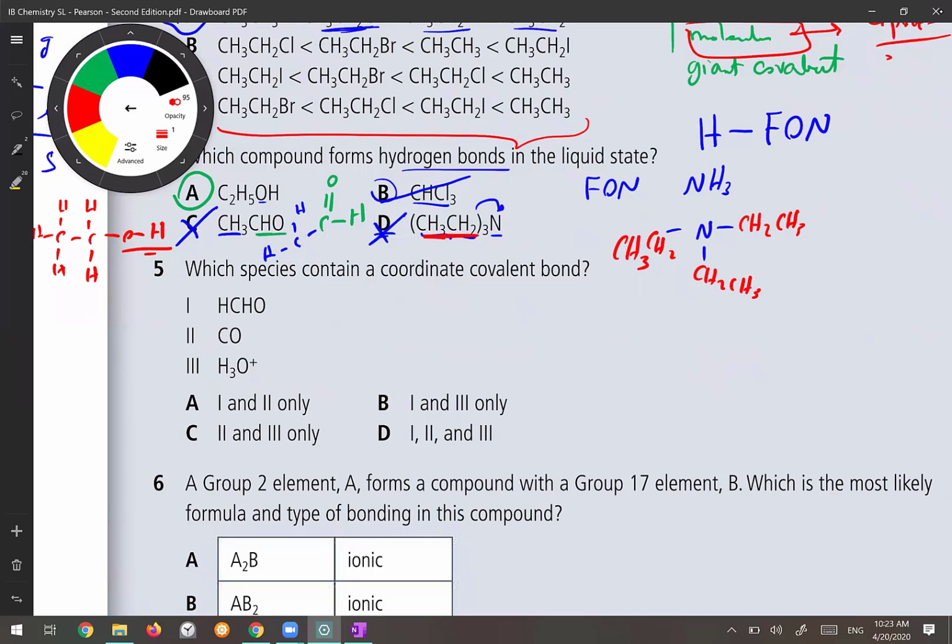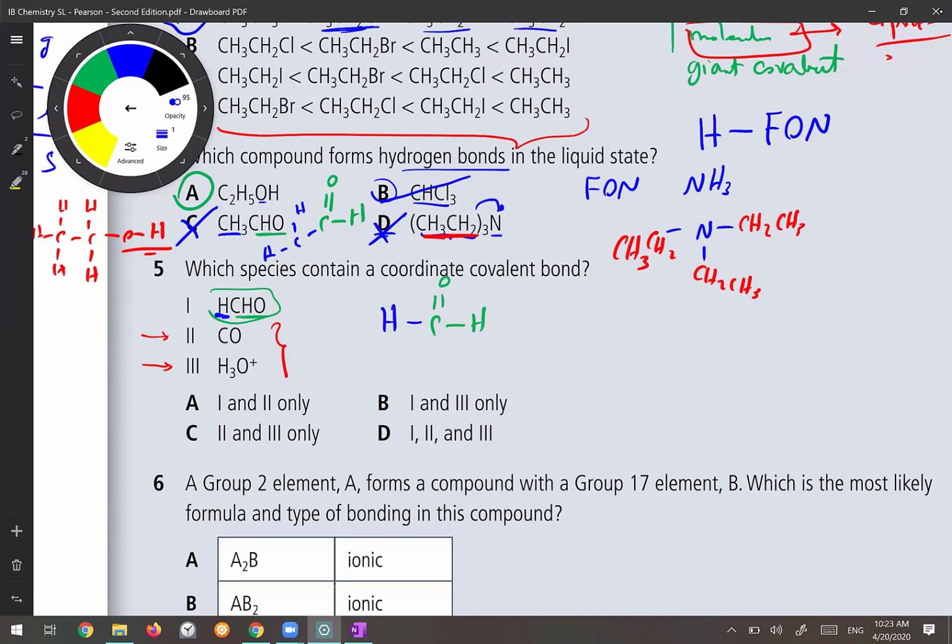Okay, so this one and this one, they are very famous examples. We have talked about them. They have coordinate bond. But let's look at this one. Again, CHO means C double bond O, and it's connected to one hydrogen. So you have one hydrogen here. Okay, so let's look at each one of the atoms.